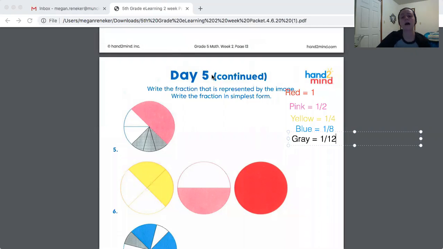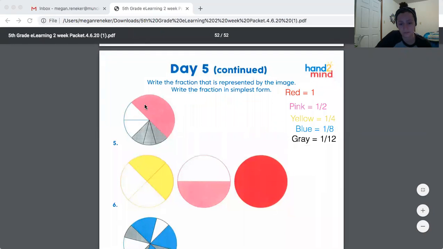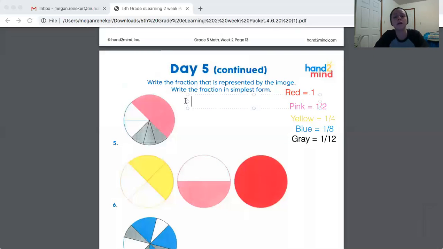So now that we've figured out how much each color is worth, we're going to go ahead and add them together to find what each fraction is. So for this fraction right here, they're having us add a pink 1/2 plus 3 gray 1/12. Okay, so the way that we would write that is 1/2 plus 3/12.